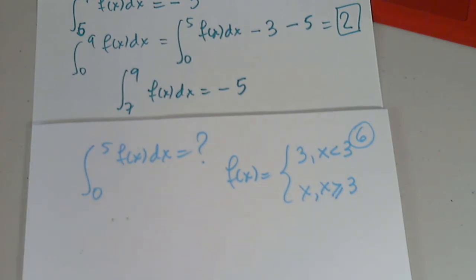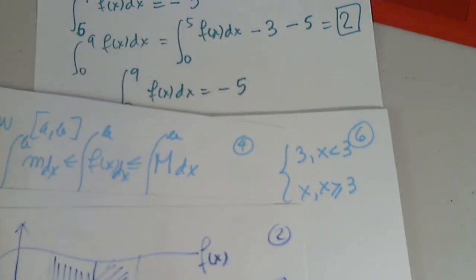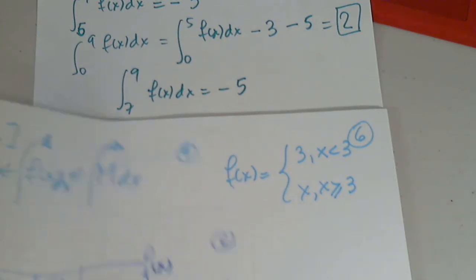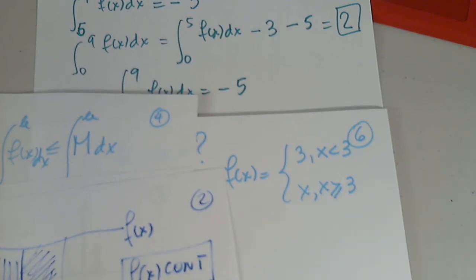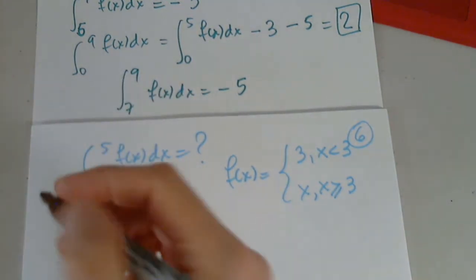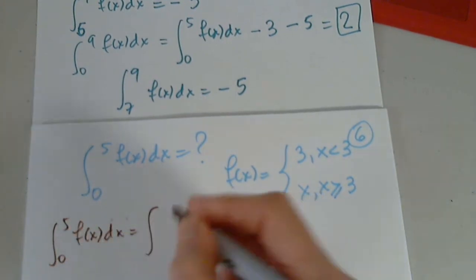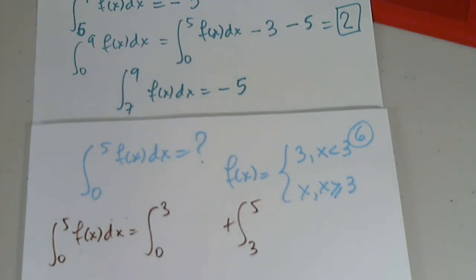So it's basically this property, the integral from 0 to 5. This is not 0 and this is not 5, but it's the same idea. The integral from 0 to 5. Since 3 is in the middle, I will have to write the integral from 0 to 3 plus the integral from 3 to 5. So the integral from 0 to 5 of f of x dx is the integral from 0 to 3 plus the integral from 3 to 5.